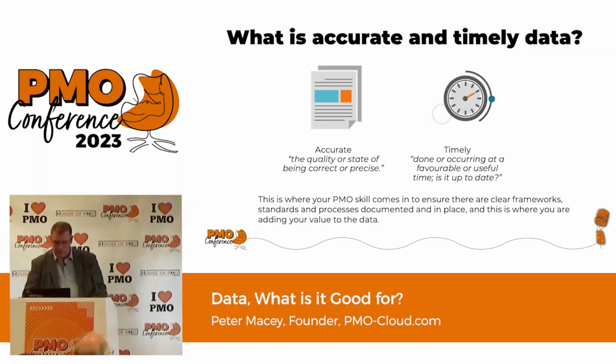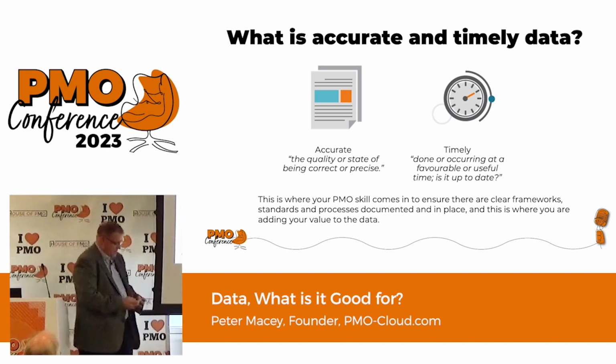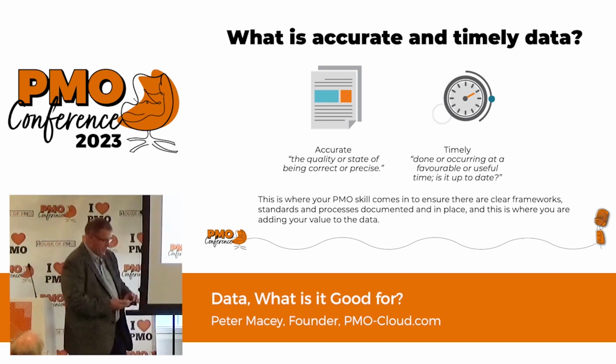So I'm going to start with two examples of accurate and timely data. So I worked on BCBS 239 for HSBC and for UBS. And BCBS 239 is the Basel Committee on Banking Supervision and Standards, which was around the principles for effective risk data aggregation and risk reporting.